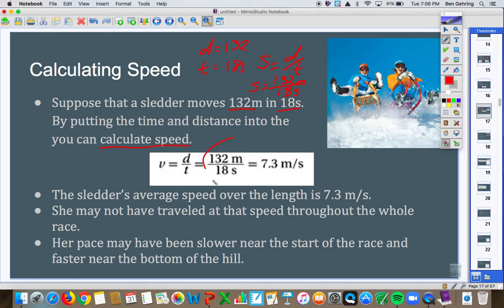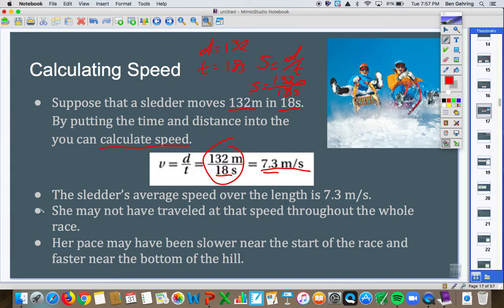which is shown here as well. And if you divide those two across, you're going to get 7.3 meters per second. And notice they stopped at 7.3. That's because I have two significant figures here, and I need two significant figures here. So 7.3 is going to be your answer there.